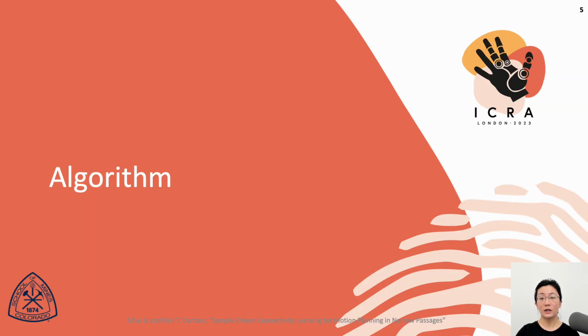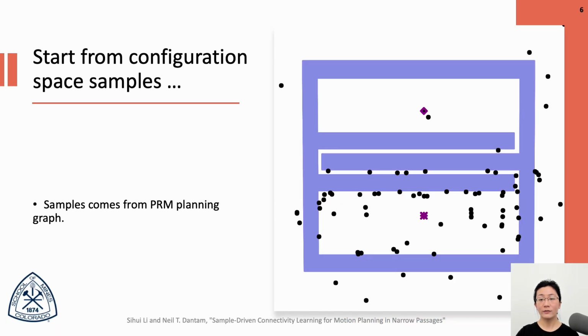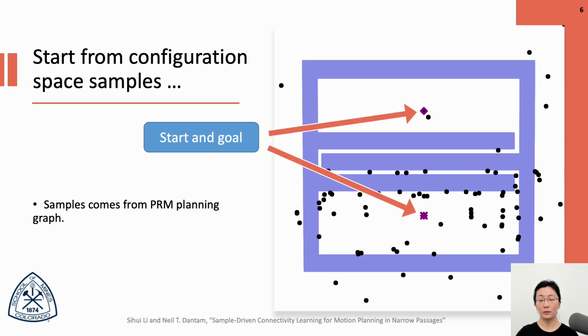Next, we'll discuss the algorithm steps in detail with a 2D example. We have this 2D configuration space where the blue region is the obstacle region. We want to plan a path from the start to the goal, but there is a long, narrow passage in between. We start with configuration space samples generated by the PRM planner.